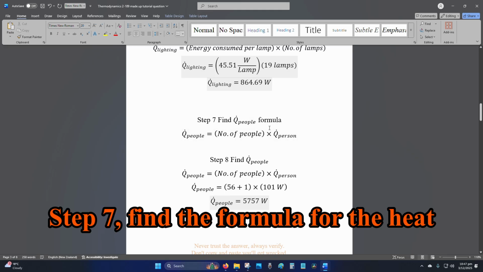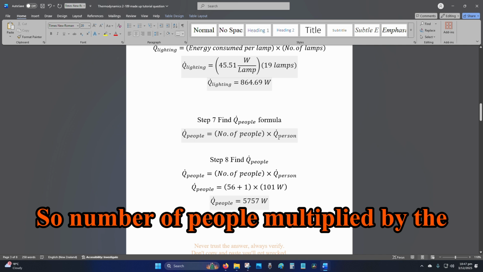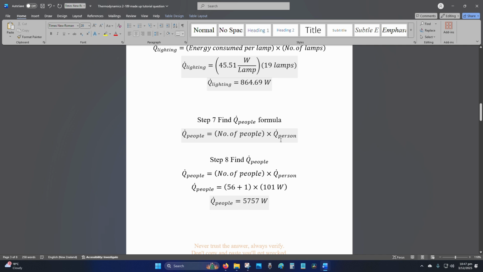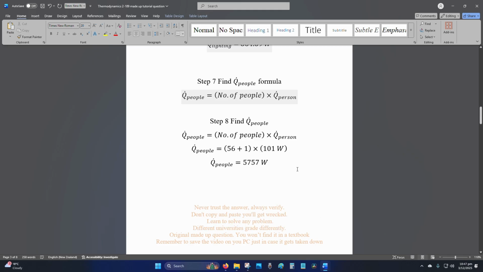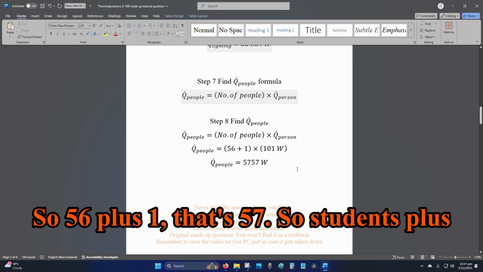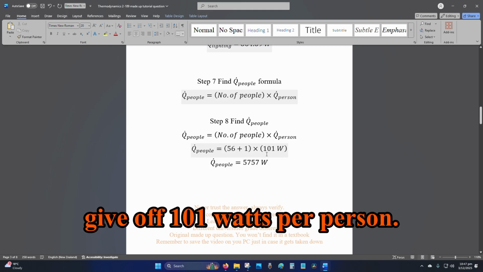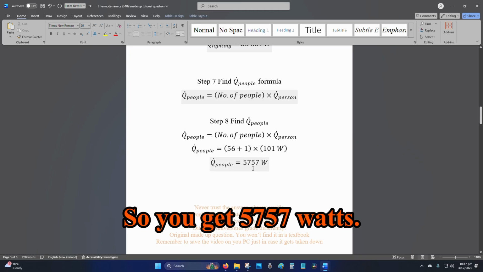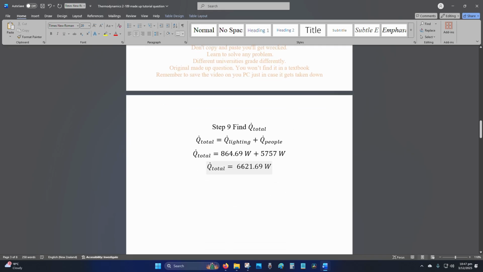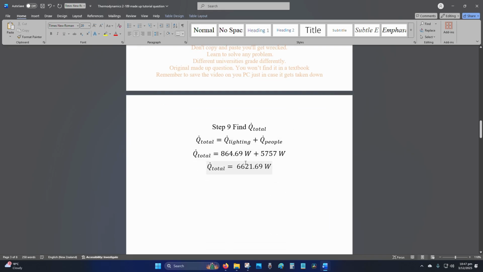Step 7, find the formula for the heat transfer rate of people. So number of people multiplied by the heat transfer rate per person. Step 8, we just plug and play. So 56 plus 1, that's 57. So students plus instructor, and then they all give off 101 watts per person. So you get 5,757 watts.